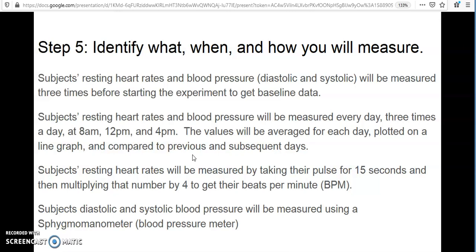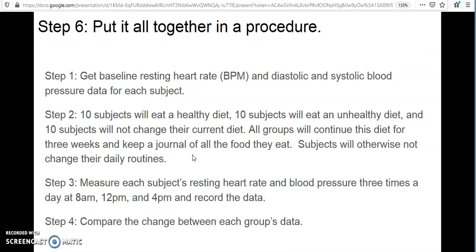Subjects' resting heart rates will be measured by taking their pulse for 15 seconds and then multiplying that number by 4 to get their beats per minute. And the subject's diastolic and systolic blood pressure will be measured using a sphygmomanometer or blood pressure meter. So what this step allows you to do is lay out exactly how you're going to test, what you're going to test, and when you're going to test it. It's important to do this because otherwise you end up having a very long, convoluted explanation in your procedure, which should be very succinct and clear.